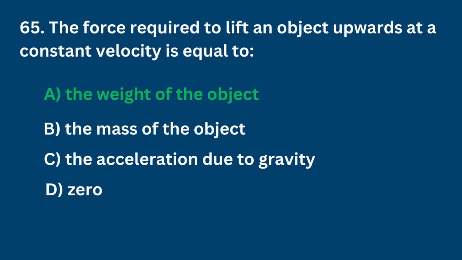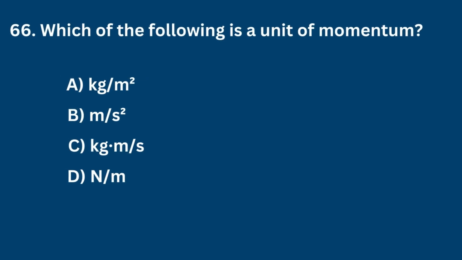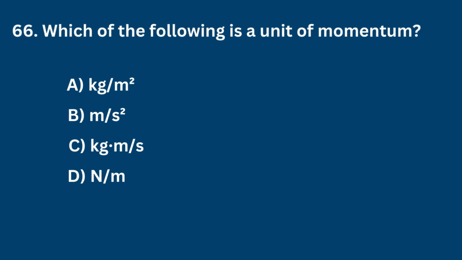Correct answer is A. The weight of the object. Which of the following is a unit of momentum? The options are A. kg, m. B. m/s. C. kg·m/s. D. N·m.